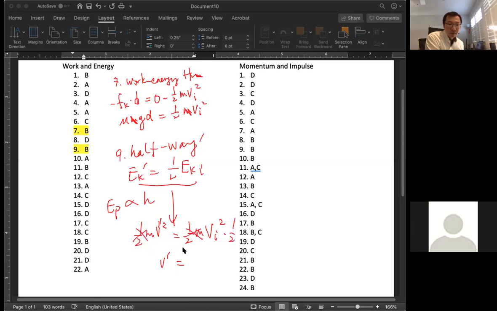This half is part of the kinetic energy. So it should be vi over root 2. And yeah, all right, does that make sense? We use energy conservation: half of the potential energy, at the halfway, right? Which means that the other half has been converted from the kinetic energy into the potential energy.